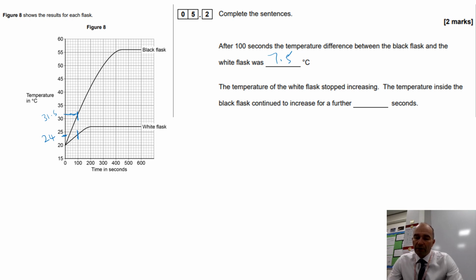And then the second sentence: the temperature of the white flask stopped increasing. The temperature inside the black flask continued to increase for a further how long? Again, we're now just looking from when the graph went kind of flat. That is around about 200 seconds for the white flask, and if you read carefully, it comes out as 440 seconds for the black flask. The difference, 240 seconds.